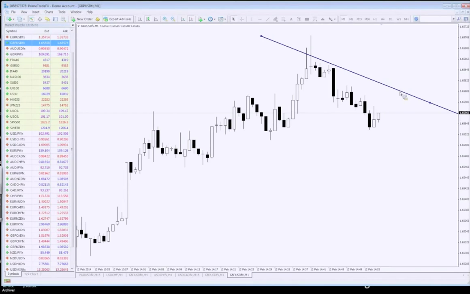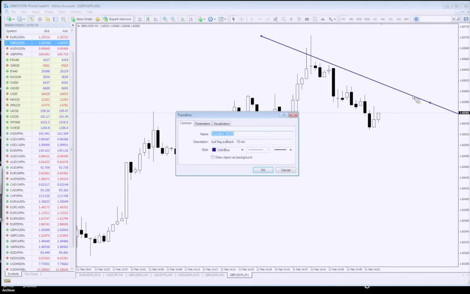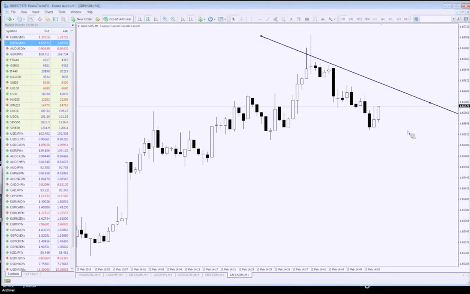Oh, I don't even know if that took. Shoot, I didn't even look. Oh yeah, okay. So bull flag pullback 15-minute. All right. So now I can just leave that on a 1 minute chart, and I'm not concerned with it. All right.